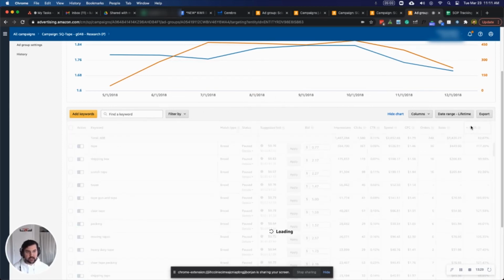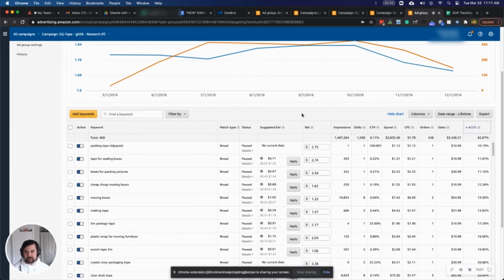So let's look at our ACoS descending. What are our highest return keywords? Ship Quick, that's a brand, doing really well for us, but also tape for sealing boxes, mailing tape, packaging tape. Some of these here have really low ACoS figures. Mailing tape, we've got 2 conversions on 3 clicks. Our click-through rate is 4x our normal click-through rate, and we're at a 13% ACoS.